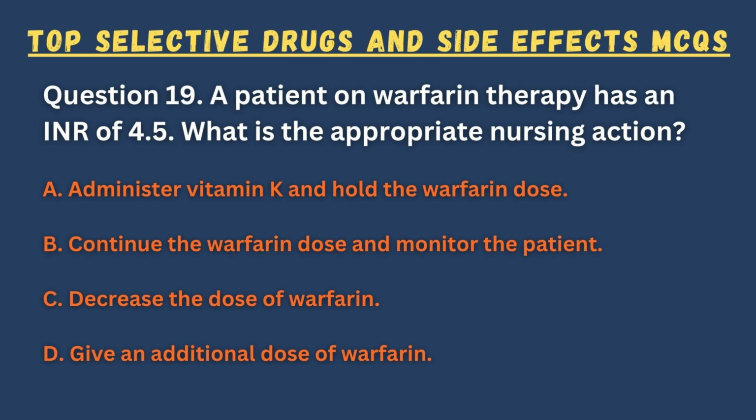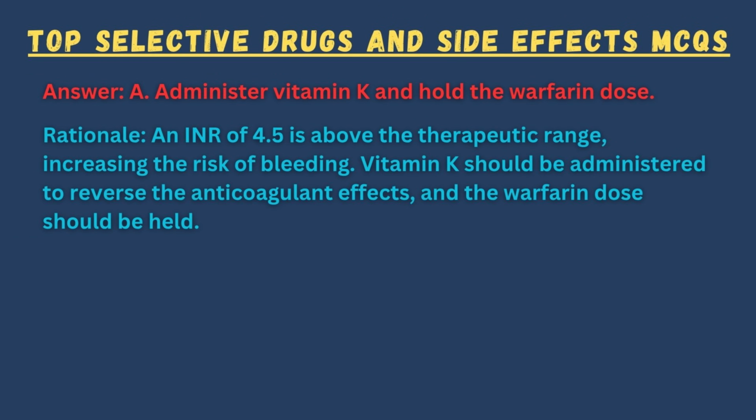Question 19. A patient on warfarin therapy has an INR of 4.5. What is the appropriate nursing action? A. Administer vitamin K and hold the warfarin dose. B. Continue the warfarin dose and monitor the patient. C. Decrease the dose of warfarin. D. Give an additional dose of warfarin. Answer: A. Administer vitamin K and hold the warfarin dose. Rationale: an INR of 4.5 is above the therapeutic range, increasing the risk of bleeding. Vitamin K should be administered to reverse the anticoagulant effects, and the warfarin dose should be held.